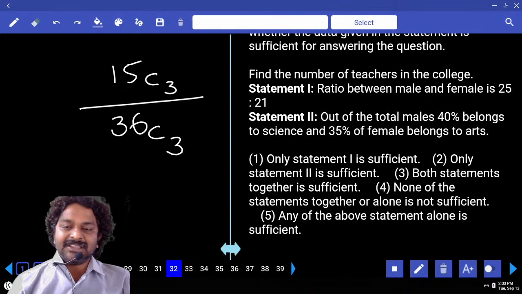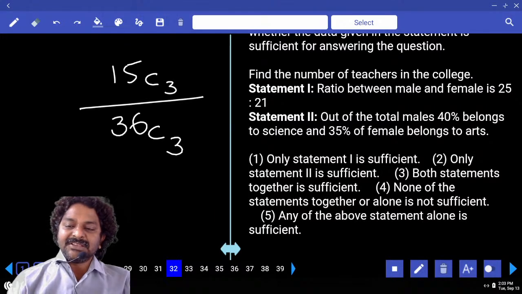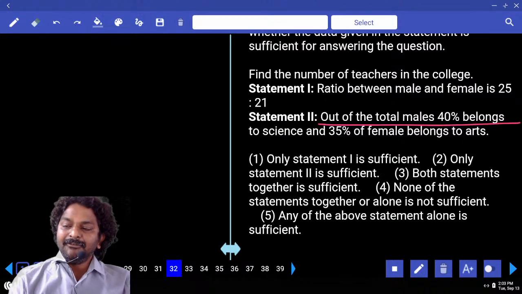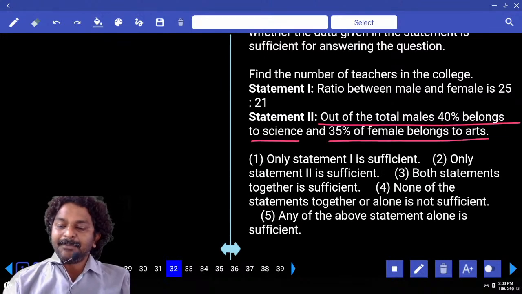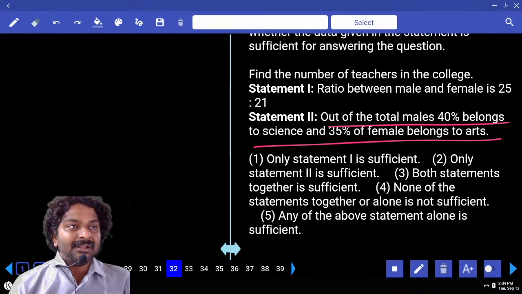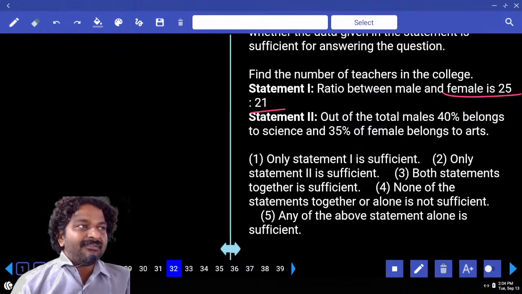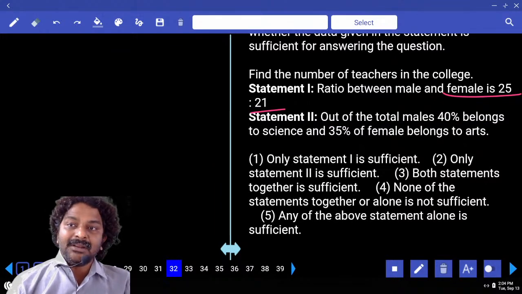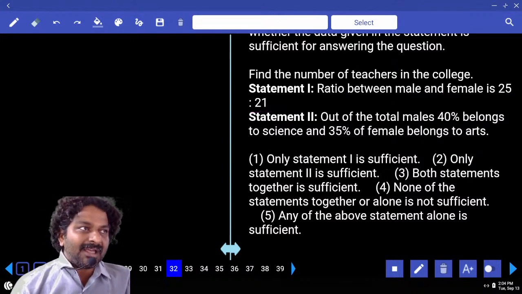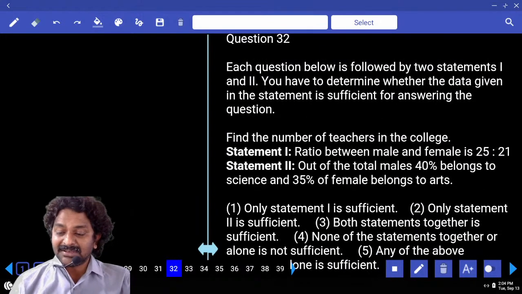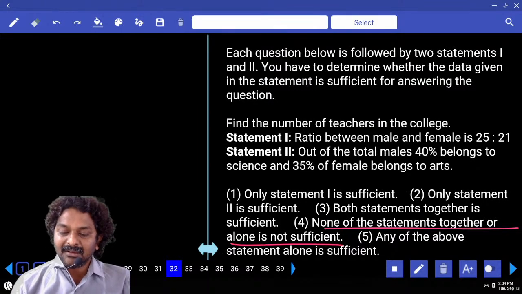Find the number of teachers in the college. The ratio between male and female is 25:21. Using this, can we calculate how many teachers are there? No. Out of total male, 40% belong to science and 35% of female belong to arts. So here also, do you have any number? No, percentage is there. Even in the first information, ratio is there. Anywhere in both informations, do we have a number? No. So using this, can we calculate how many male or how many female are there? No. So the answer: none, cannot be answered. None of the statements together or alone gives the answer.